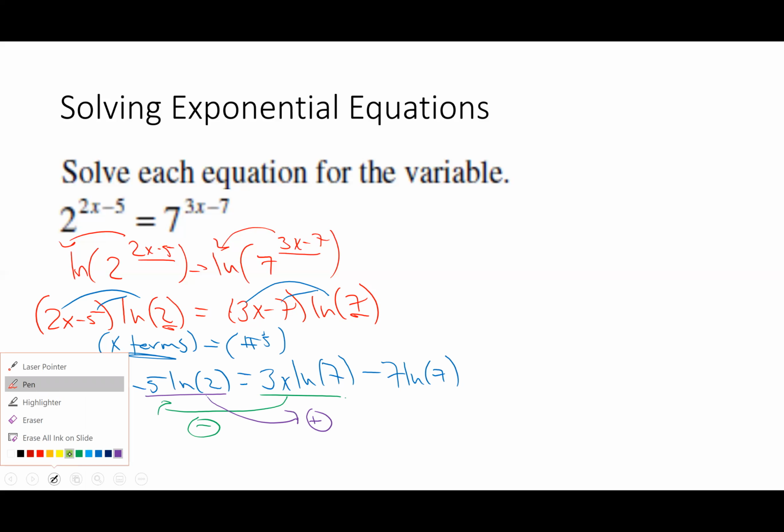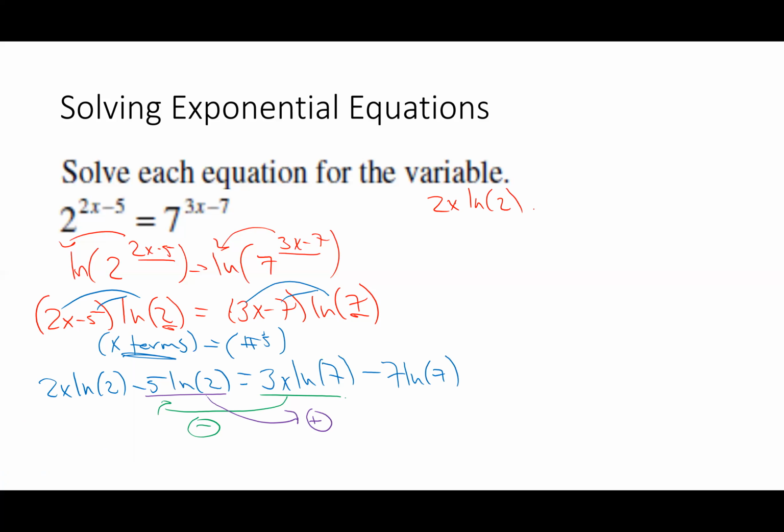So I'll leave you to do that intermediate step. And what I end up with is 2x ln of 2 minus 3x ln of 7. And that's equal to 5 ln of 2 minus 7 ln of 7. Okay. Now both of these have an x term, so I'm going to factor out the x.